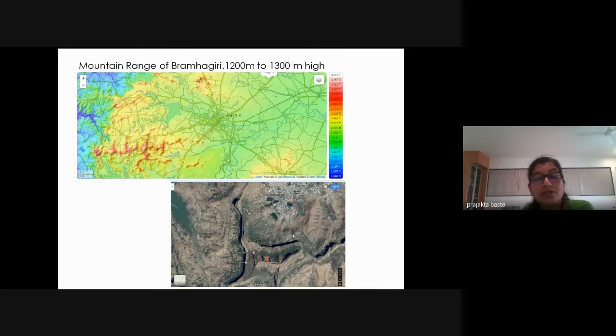But because of the elevation, the rainfall is very high in the Trimbakeshwar region. It is around 1500 millimeters to 2000 millimeters in the monsoons, and that is why the river Godavari is very well fed by the rainfall and the accumulation of water from this watershed on the upstream.